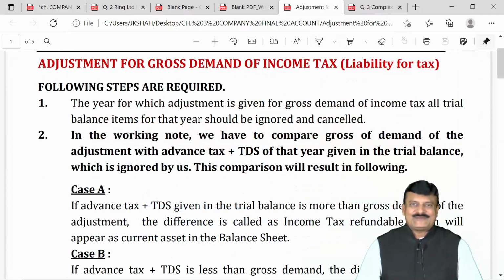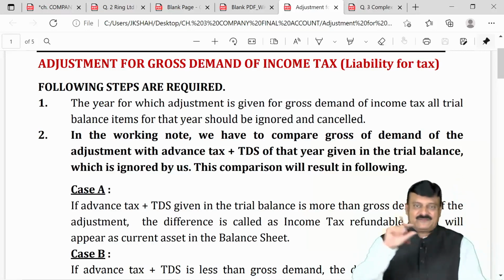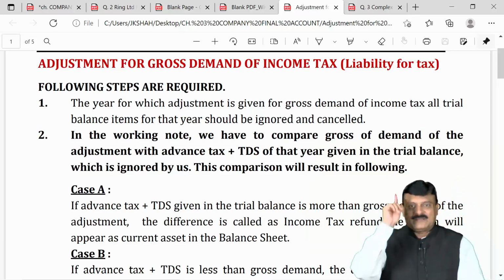I try to teach you the basics of that adjustment where you have assessment done of the company, what steps are to be taken care of by you. Reminding you again, assessment in the current year has to be done of the previous year. So what comparison will take place? See, trial balance will give you advance tax of past year whose assessment is done, provision for taxation of past year. An adjustment will tell you that for that year assessment is done and for the assessment this much amount of income tax liability is demanded by the assessing officer.